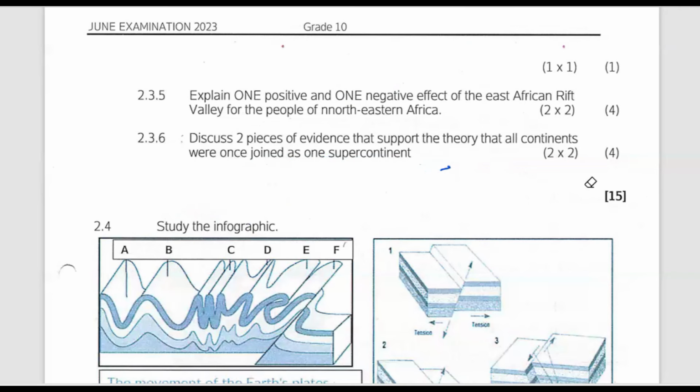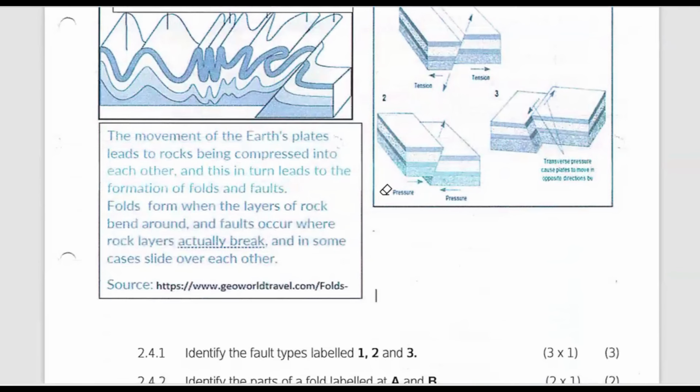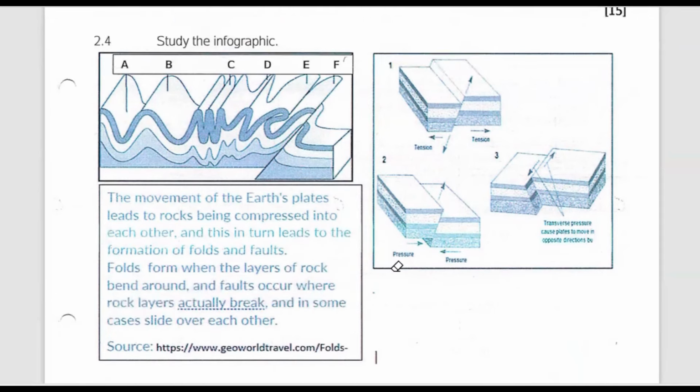The next question is on folding and faulting. Identify the types of fault labeled 1, 2, and 3. Fault type 1 is here, 2 is here, 3 is here. What kind of faulting is this one? If you check the nature of the forces operating here, this arrow is indicating an operational force which is ultimately leading to the faulting in this area. So this is divergent. There is divergence happening there.